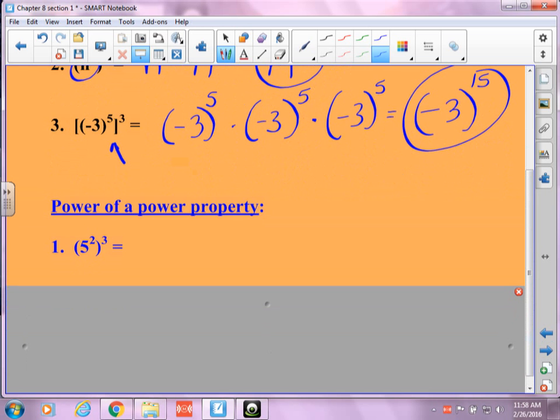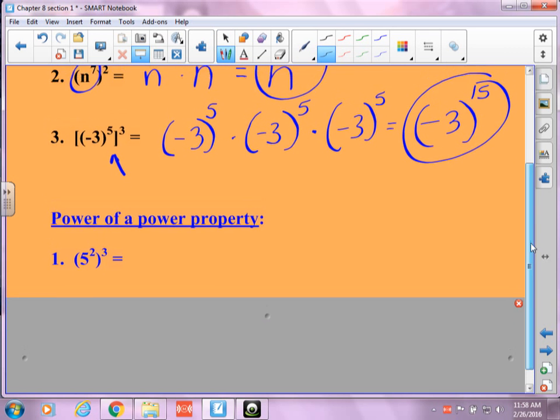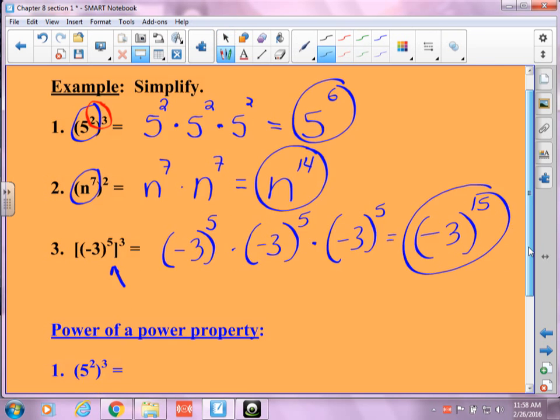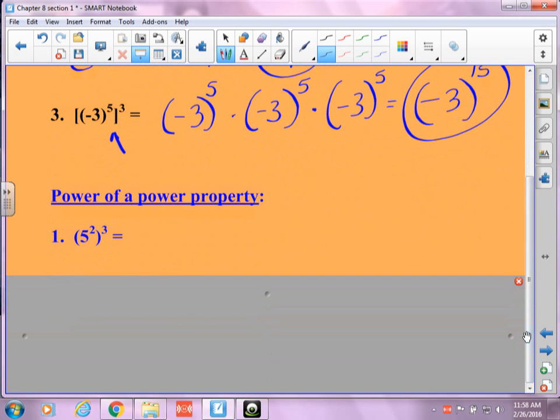It's called the power of a power property. Take a look at the first problem. If I was going from the original problem to the answer, what did I do? I multiply the exponents. So whenever you have two exponents right next to each other like this, all you do is you multiply. So I'm going to show you the work. This is what you would just have in your notes. So it's 5 squared times 3, so it's 5 to the 6th.